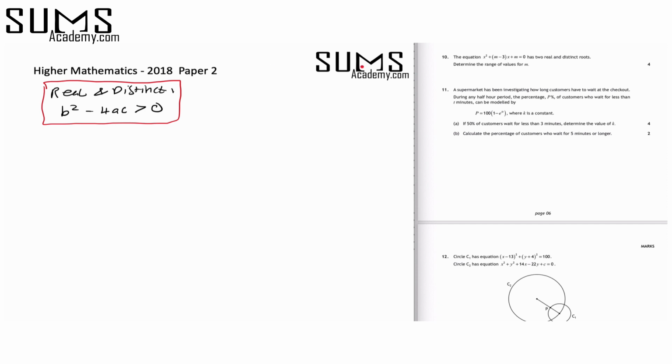Okay, so we'll write down the original expression, which is x squared plus (m minus 3)x plus m equals 0. Okay, and we're looking for the coefficients here, which are usually written in the form of ax squared plus bx plus c. So our coefficients here are a is 1, b equals m minus 3, and c equals m.